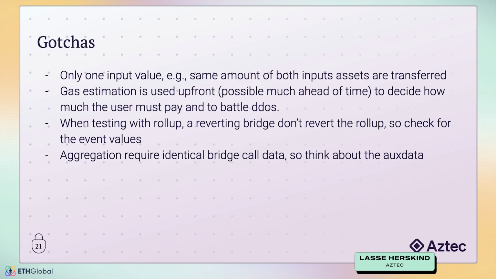When testing with the rollup, if the bridge reverts, it doesn't revert the rollup, so you need to check the events. And when you are aggregating, it requires identical call data. So think carefully about what you're putting into the aux data, as otherwise it might be impossible to aggregate efficiently.